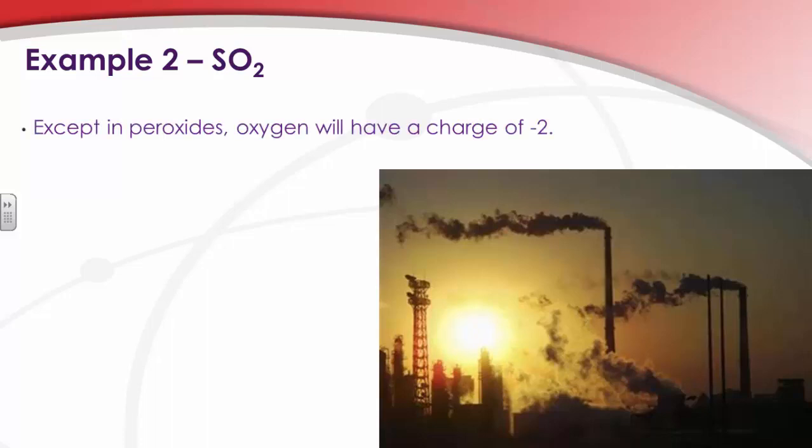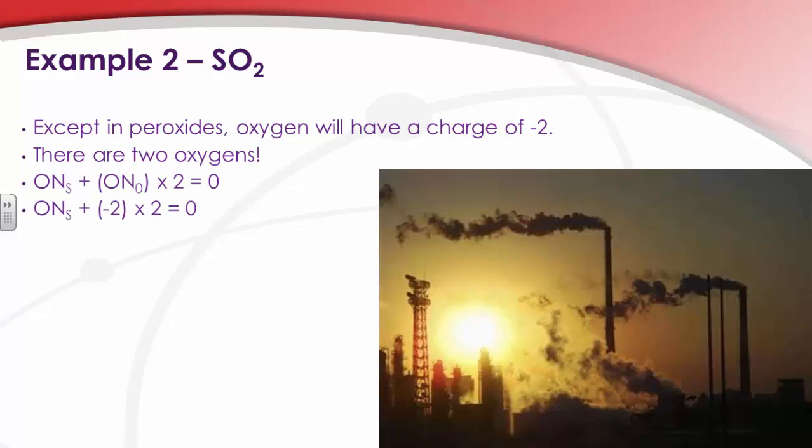Remember, oxygen has a charge of -2, or an oxidation number of -2, except in peroxides. This isn't a peroxide. And remember that there are 2 oxygens here. So, -2 times 2 is -4, plus the oxidation number of sulfur equals 0. So that oxidation number must be +4.